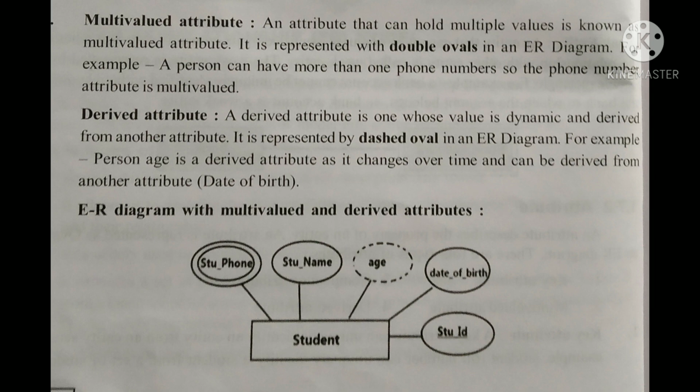What is a one to one relationship? When a single instance of an entity is associated with a single instance of another entity, then it is called a one to one relationship. For example, a person has only one passport and a passport is given to one person.